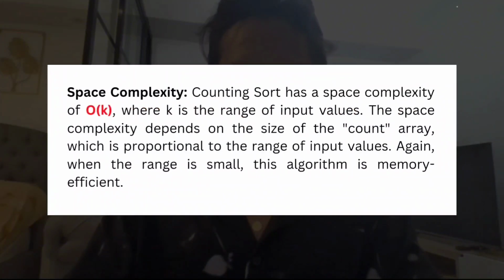Counting sort algorithm has a space complexity of O(k), where k is the range of input values. The space complexity depends on the size of the count array, which is proportional to the range of input values. When the range is small, this algorithm is memory efficient.